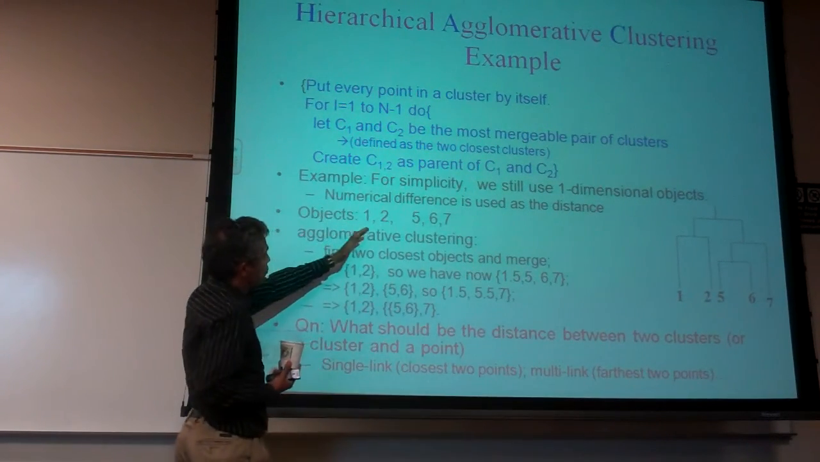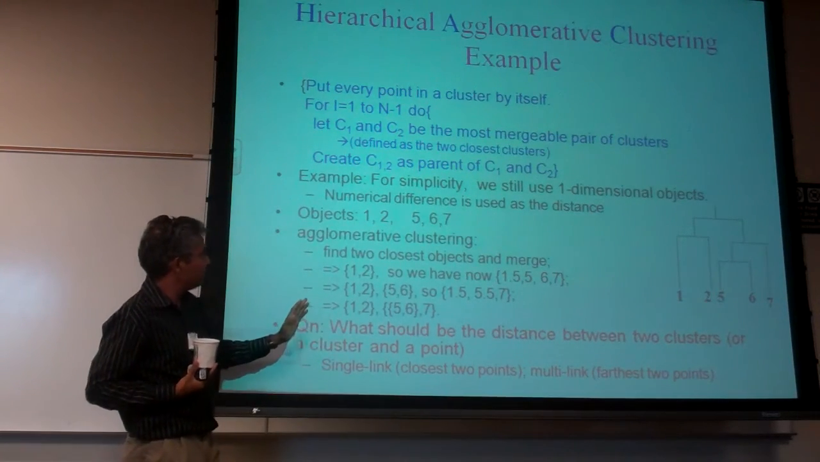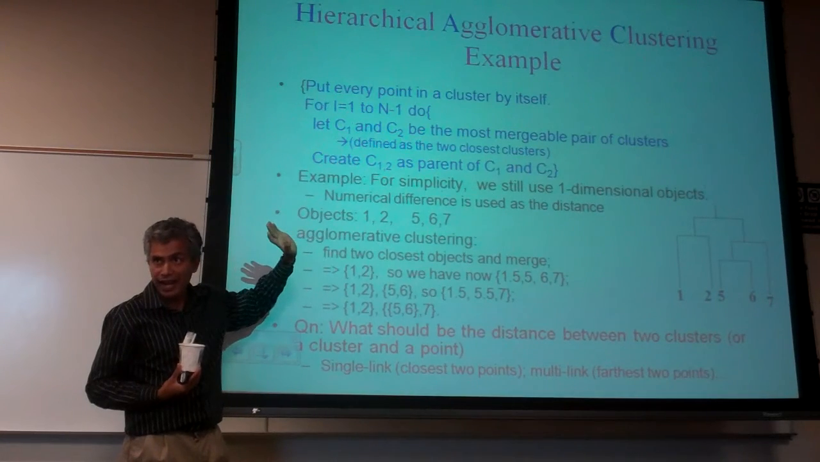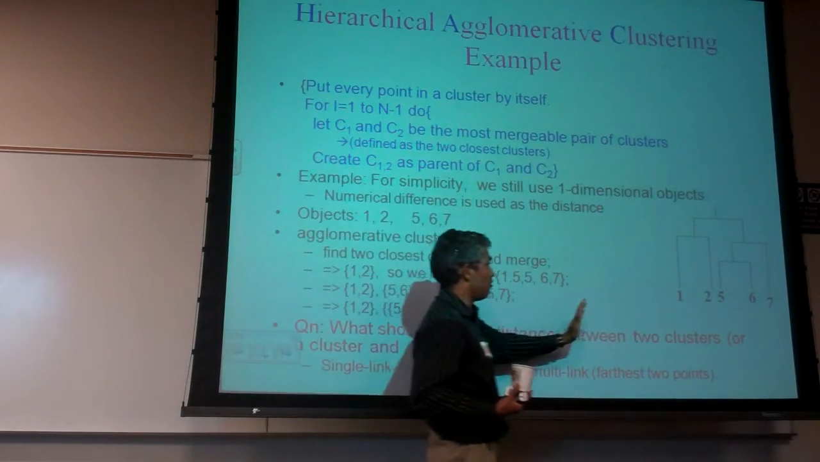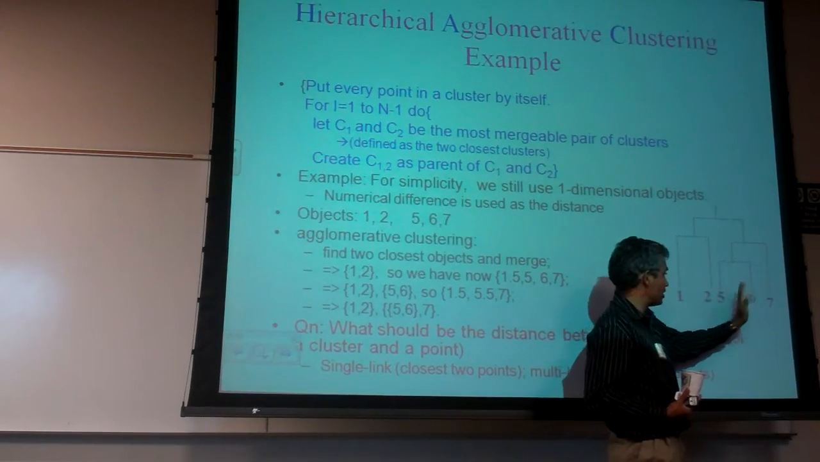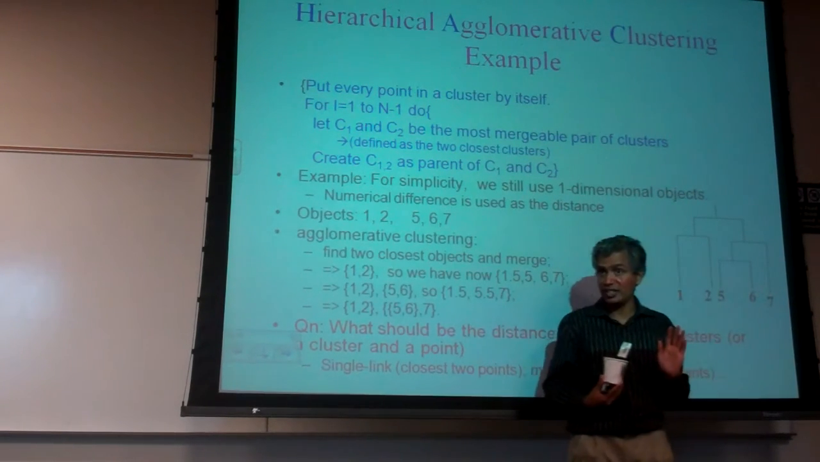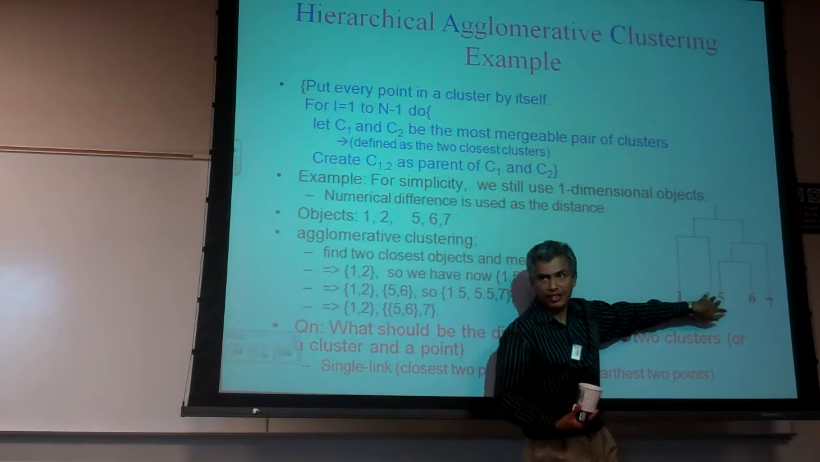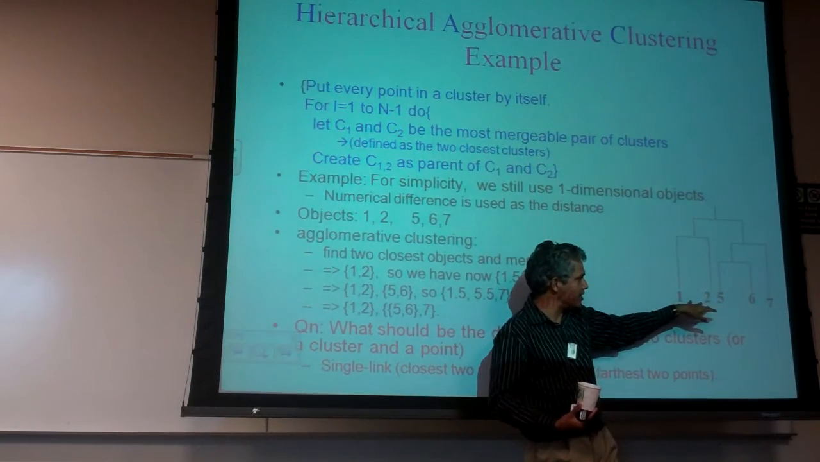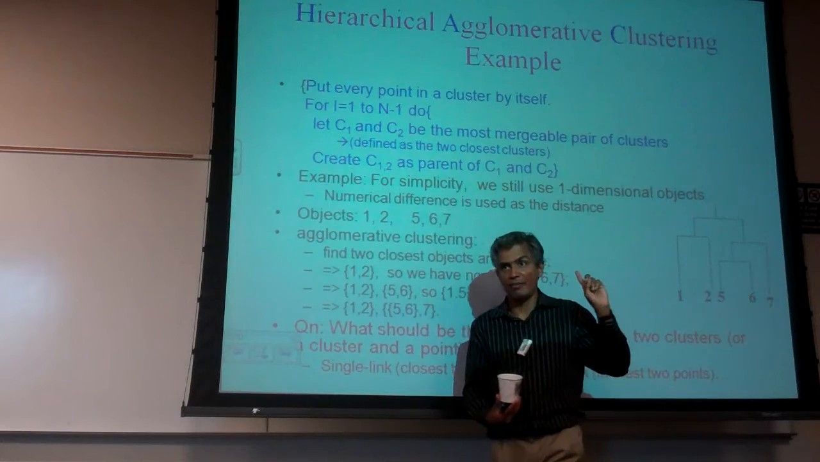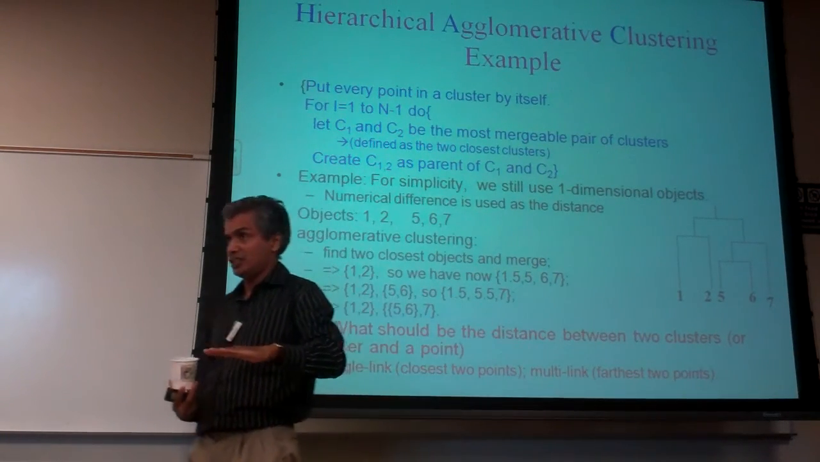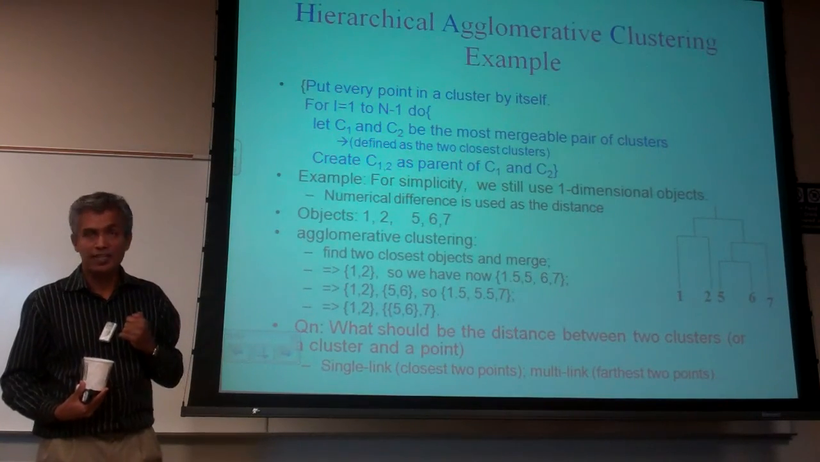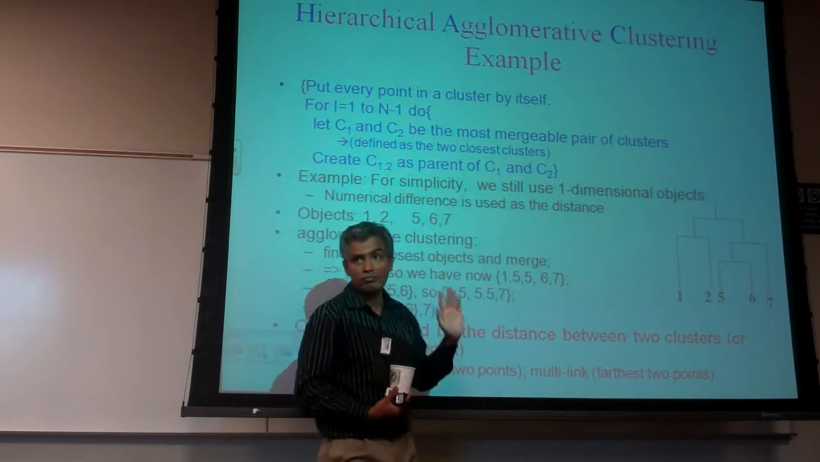That's basically what hierarchical agglomerative clustering is. In this example, you start with 1, 2, 5, 6, and 7, and you look for the two closest objects to merge. In this case, it's easy enough. 1 and 2 are very close to each other, 5 and 6 are very close to each other, 6 and 7 are very close to each other. And clearly, 2 and 5 are not too close. So there are at least three pairs that are equidistant, all at the lowest distance. You break ties randomly. Let's assume I just pick 1 and 2 to merge.